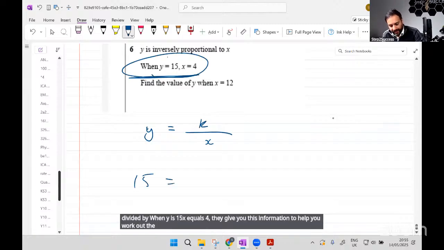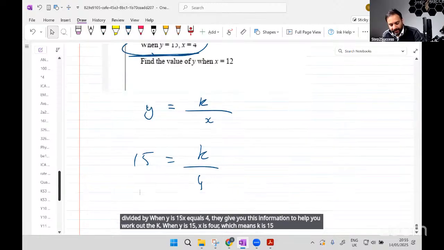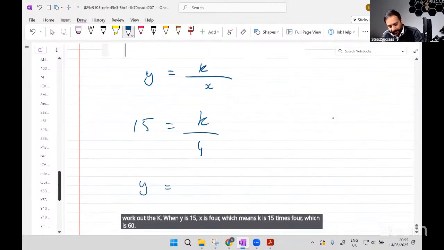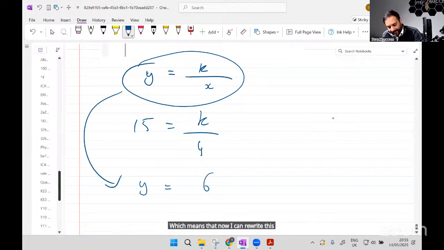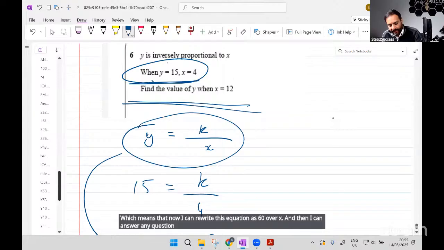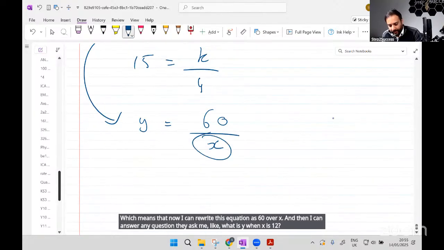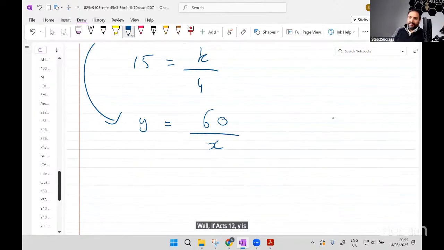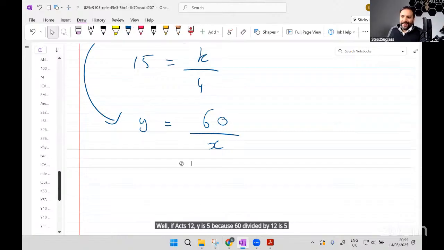When Y is 15, X is 4, which means K is 15 times 4, which is 60, which means that now I can rewrite this equation as 60 over X. And then I can answer any question they ask me, like what is Y when X is 12? Well, if X is 12, Y is 5, because 60 divided by 12 is 5. And that is direct and inverse proportion.